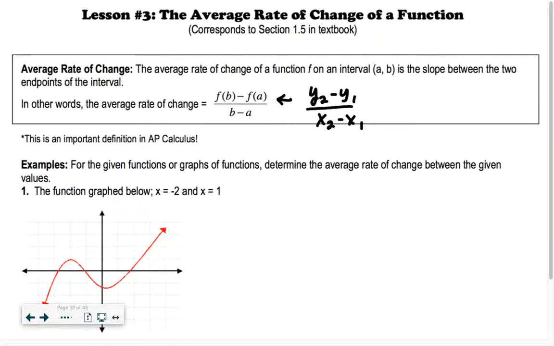All right, so it says for the given functions or graphs of functions, determine the average rate of change between the given values. So it says for the function graph below, so this time we don't even have a function to plug into. And it says between x equals -2, so let's go over to -2. Let's assume each one's 1 unit. And between x equals 1, so here's that one as well. So the average rate of change is just going to be the slope joining those 2 points. Okay, so let's talk about what those points are. The first one is -2, 1, and the second one is 1, -1, right?